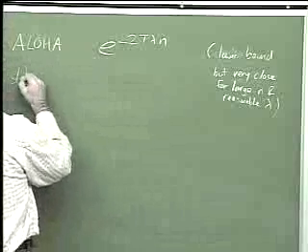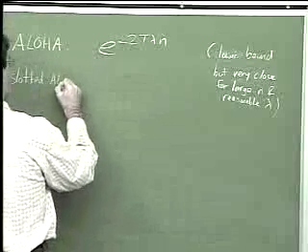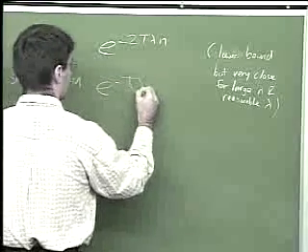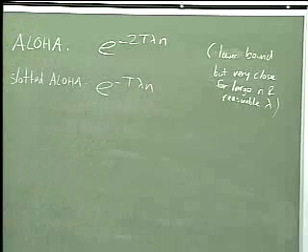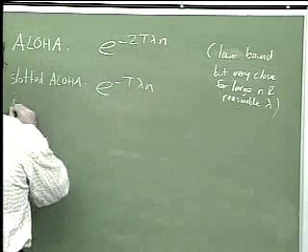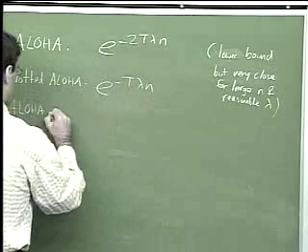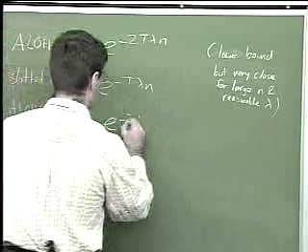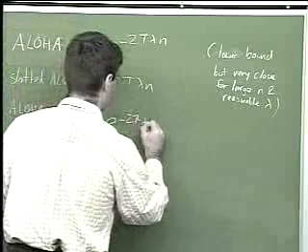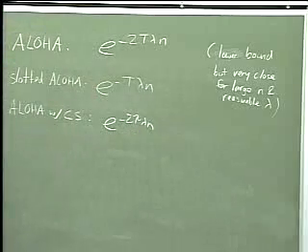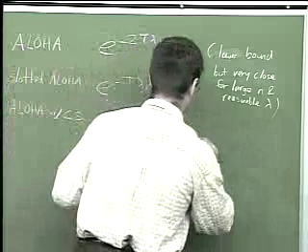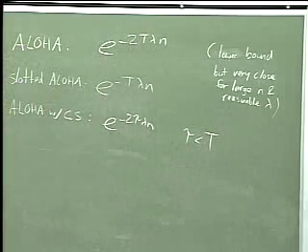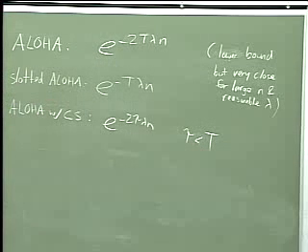Okay. For slotted aloha, it's e to the minus t lambda n, and for aloha with carrier sense, it's e to the minus 2 tau lambda n. And this is when tau is less than t. Right?